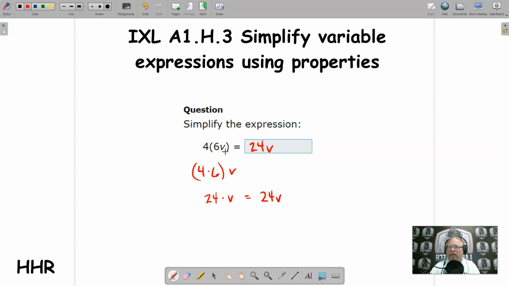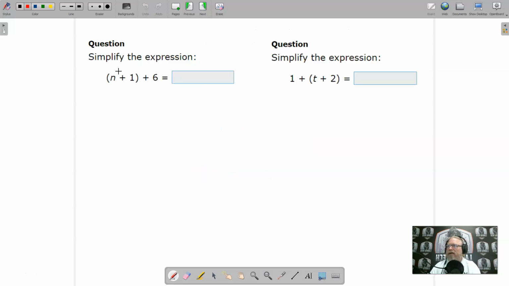So we need a little bit of using the associative property there, where we regroup the 6 with the 4 instead of with the v here. And then we can go ahead and take the product of 6 and 4 to get 24, then multiply the v to get 24v. On the next one, it says simplify the expression.